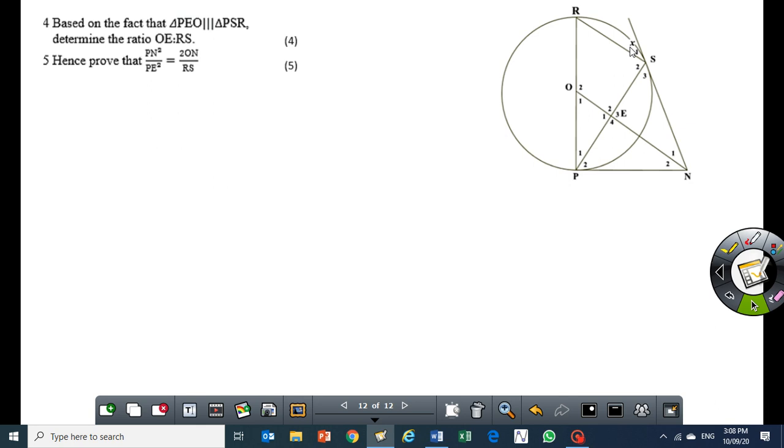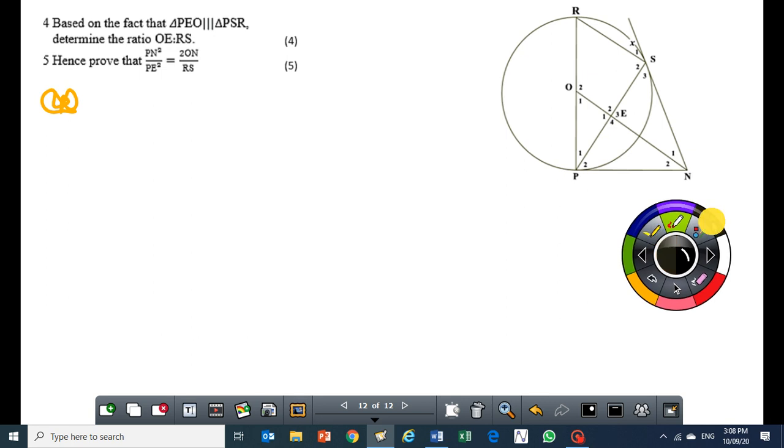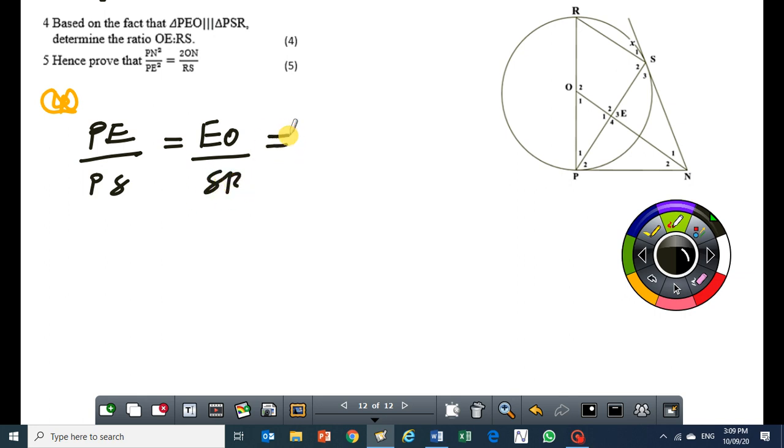Okay, so those two triangles are similar. If they are similar, it means that, okay, so we've got number 4 there. So we are going to have PE over PS is equal to EO over SR. That's equal to PO over PR. And the reason for this is because they are similar triangles.